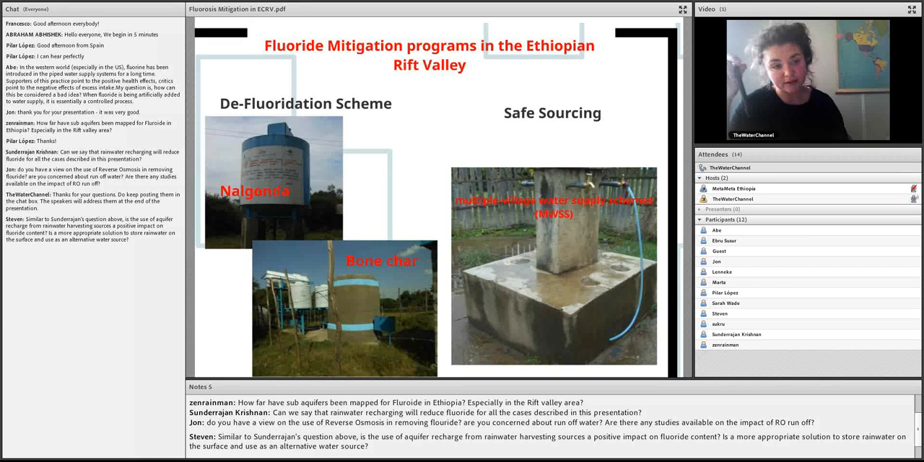In Ethiopia, under the Fluorosis Mitigation Project, it was promoted by UNICEF and also by the Federal Water and Energy Ministry. And this Nalgonda method has been piloted in several communities. Furthermore, there are some NGOs that are also using this method, such as Catholic Relief Services, which implemented it since 2005, and also some other international NGOs that tried to use this method as well.